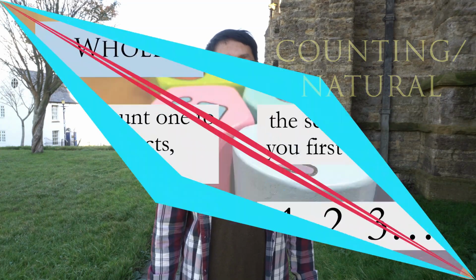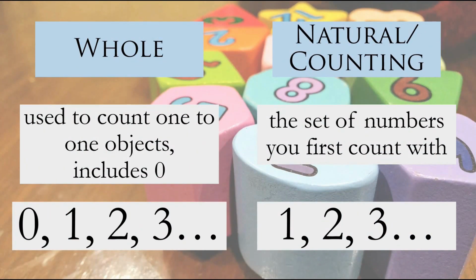We are now aware that positive numbers are the numbers that extend to the right-hand side of 0 on the number line, and they can be whole numbers as well as counting or natural numbers. Natural or counting numbers are the numbers you first count with, and these start from 1, 2, 3, and so on. Meanwhile, the whole numbers are your natural or counting numbers plus the number 0.